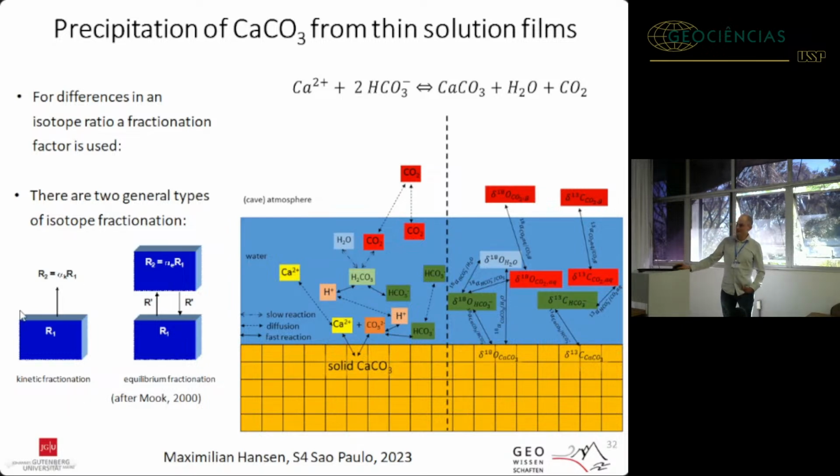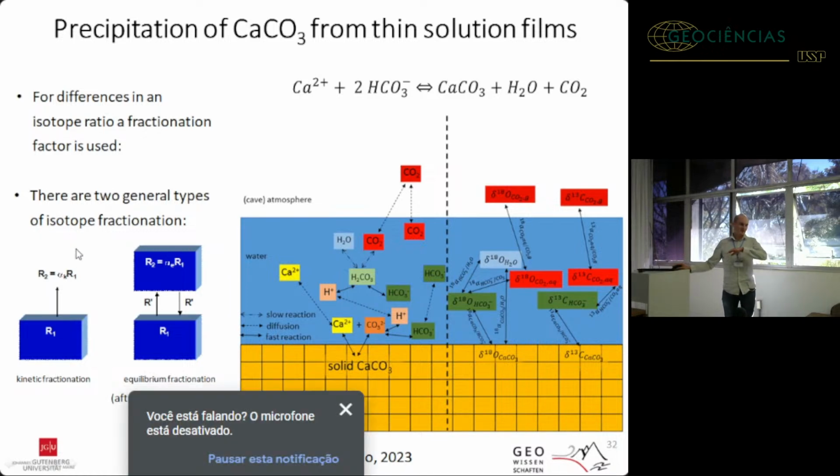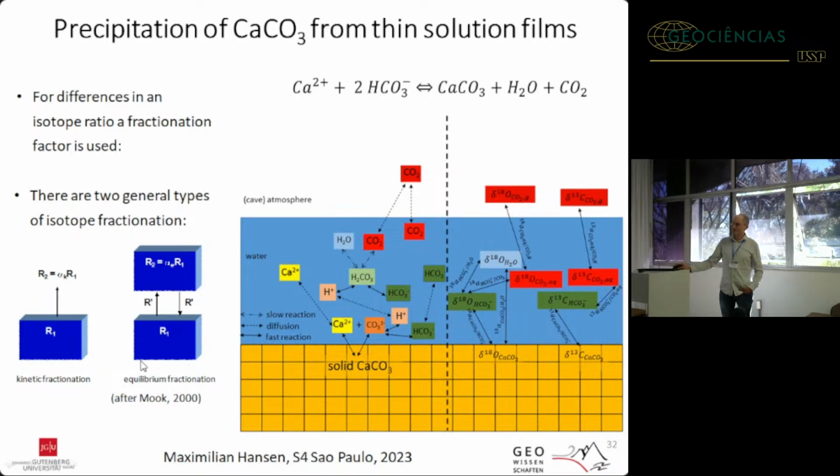So there's the kinetic isotope fractionation, and there's the equilibrium isotope fractionation. The kinetic isotope fractionation would just be the removal of one type of isotope, or the preferred removal of one type of isotope, and then it's basically gone. So the flux out of the system. And the equilibrium fractionation would be a flux between two different phases, and the flux out of the system and into the system is basically equal. So that would be the equilibrium state.